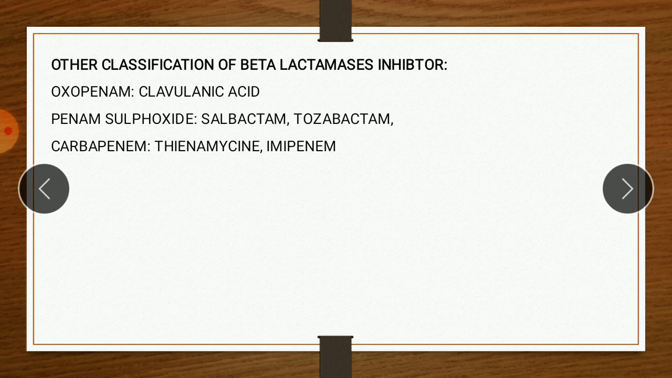Other types of classification: these are the main class 1 and class 2. But there is also a chemical classification of beta-lactamase inhibitors. The first one is oxapenam, example clavulanic acid. Second, penam sulfone, examples sulbactam and tazobactam. Then carbapenem, examples thienamycin, imipenem. So it is another type of classification, but the drugs are the same.